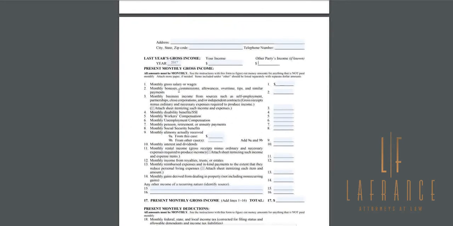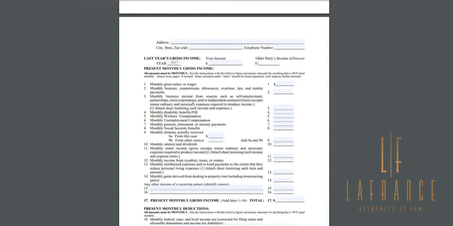When it comes to bonuses, people might be paid quarterly. They might be paid some other way. Whatever it is, however you're paid, if it's quarterly or whatever, you're going to multiply that, and then you're going to divide by 12 to put down your monthly bonuses or commissions. If it's some other method, again, whatever it is, however you're paid once a year, you divide it by 12.